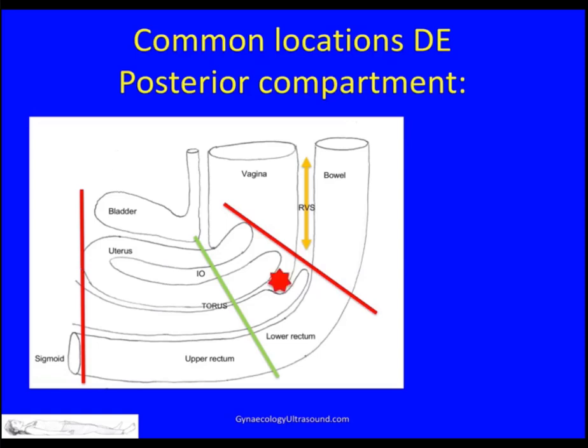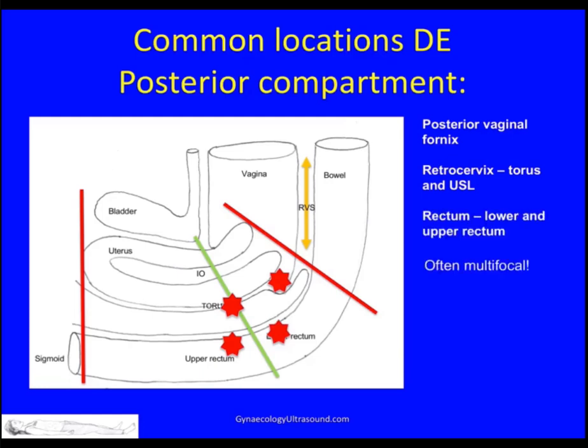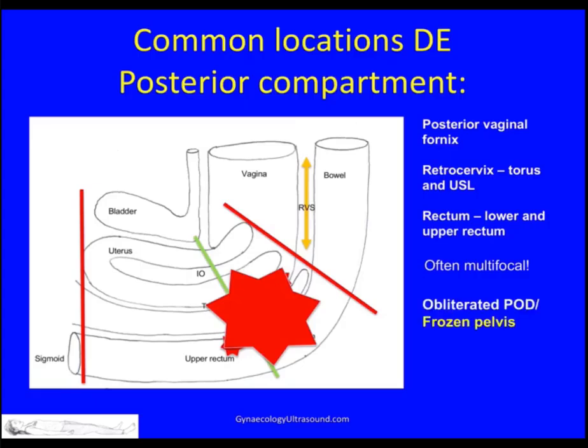You can have deep endometriosis here in the posterior vaginal fornix. You often see it here, retrocervical area, in the torus and uterosacral ligaments, in the lower rectum and the upper rectum, but quite often it's multifocal and it can all get glued together. This is what we call a frozen pelvis or obliterated pouch of Douglas.